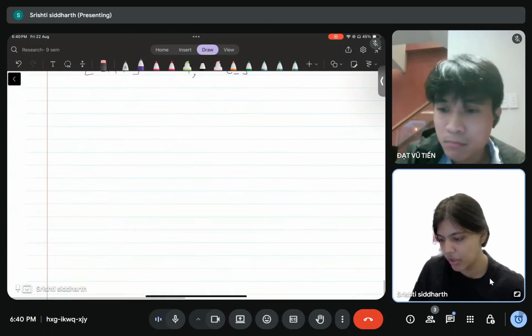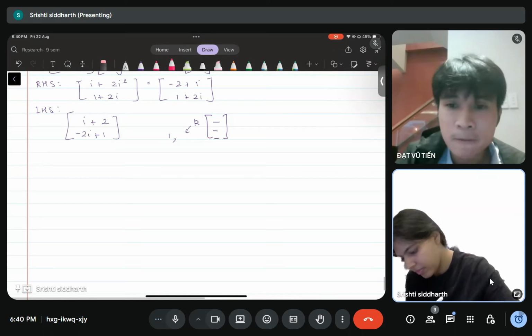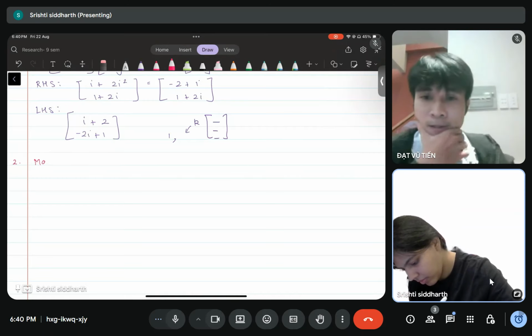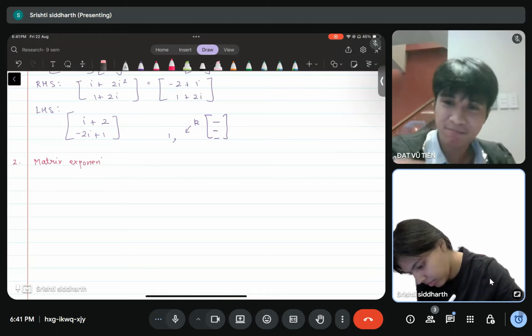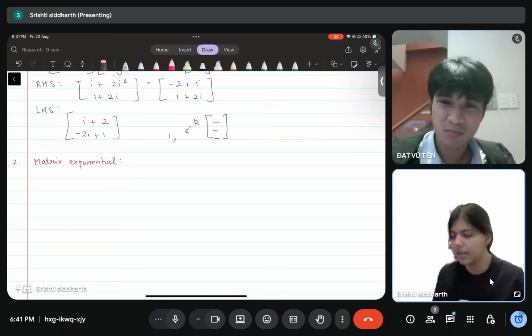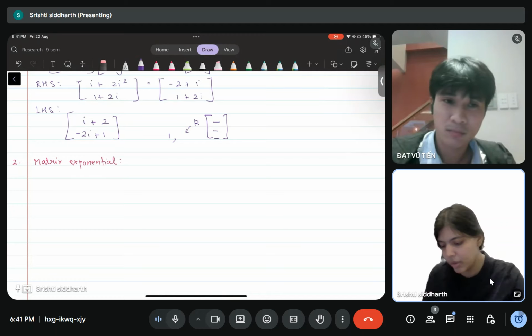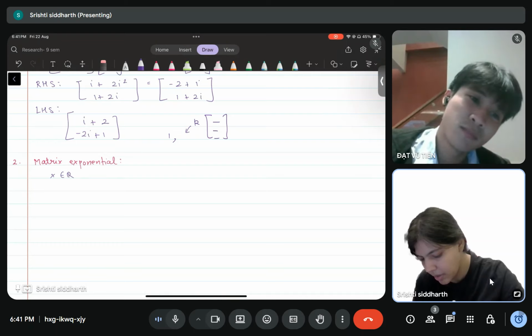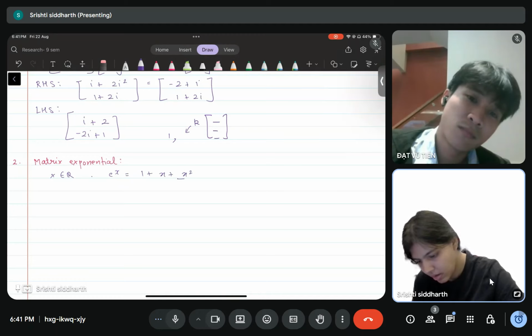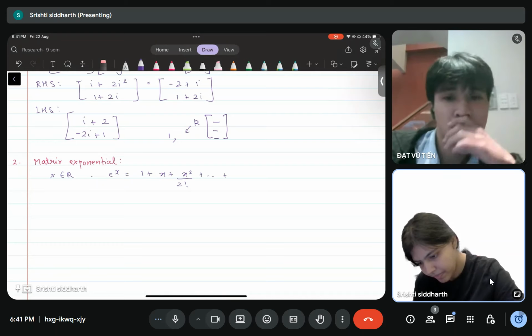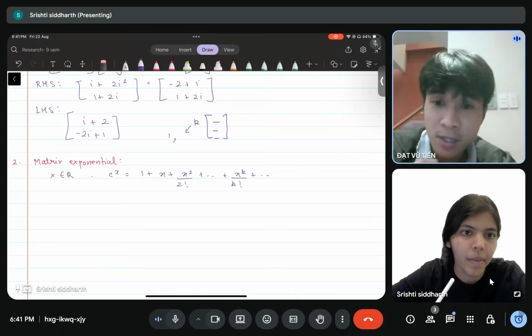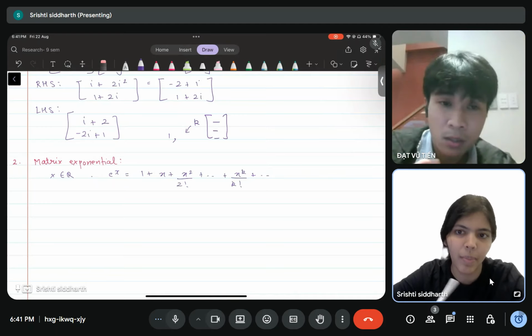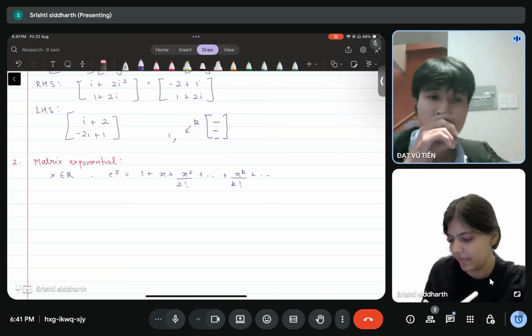That's the matrix exponential. So just to recall, if x is just a scalar number, e to the power x is simply 1 plus x and so on. Yes, about the origin, so you can see this.